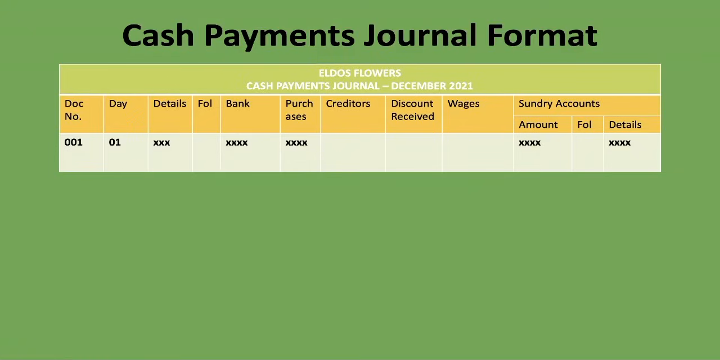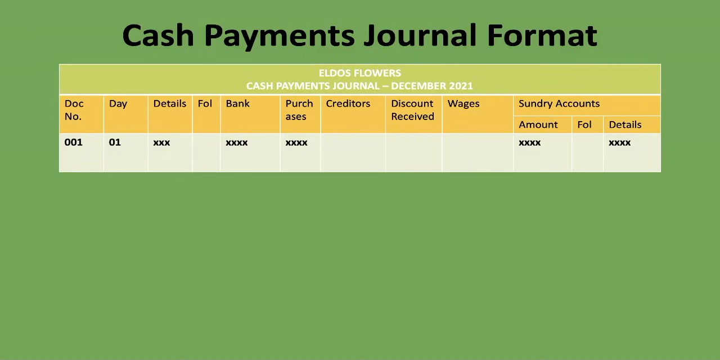And then sundry account. What do you do in the sundry account? Well, the sundry account is where you record all the other amounts for which you do not have a column. What do I mean by that? Well, if you can see here, we have four columns rather. We have purchases, we have creditors, we have discount received, and we have wages. We don't have any other column. Let's say you paid for water and electricity, for instance. You don't have a column for water and electricity. You will put it in the sundry account. So the sundry account is where you record all the other accounts for which you do not have a column.